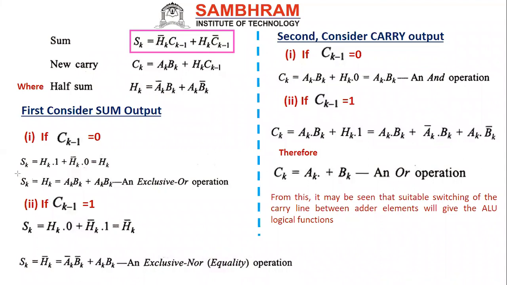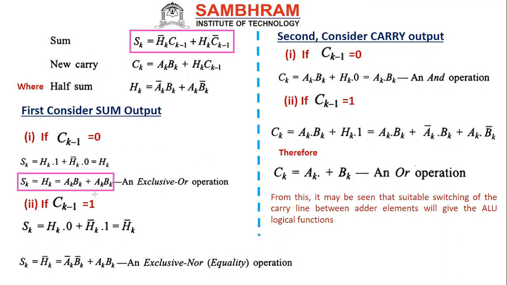So now this is nothing but an exclusive OR operation. So now I got the XOR operation. Now, if the same ck-1 is equal to 1, you remember ck-1 is nothing but the previous carry. You have to think of that as Cin. Okay, that is Cin. You assume it like this only. Ck-1 is nothing but Cin.